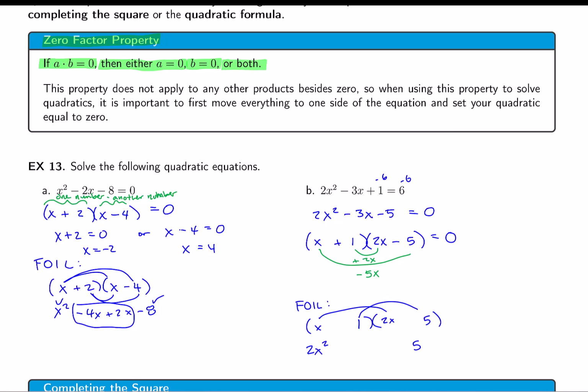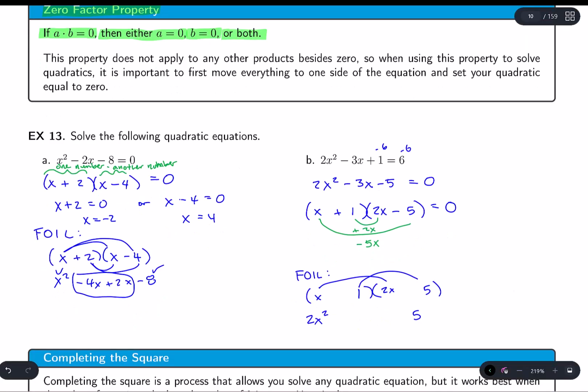if we check everything again, x times 2x is 2x squared. X times -5 is -5x plus 2x. When I add those terms together, I get -3x. 1 times -5 gives me -5. That's great. It's perfect. So that solves it.